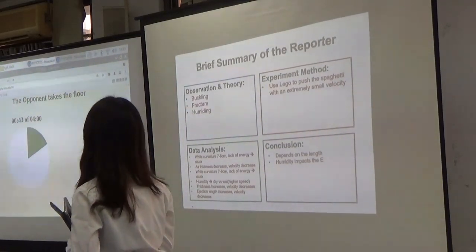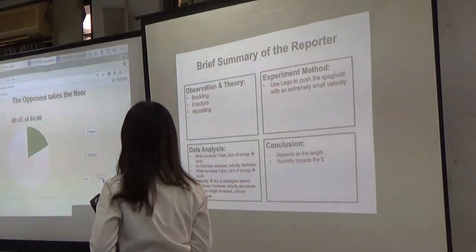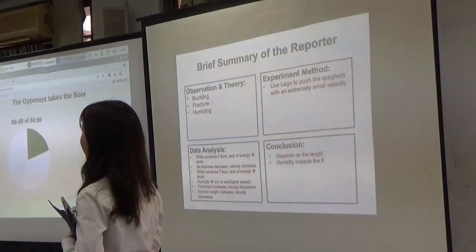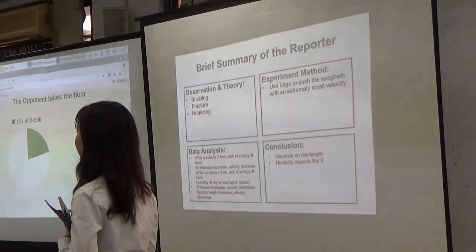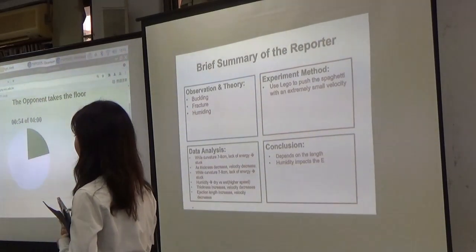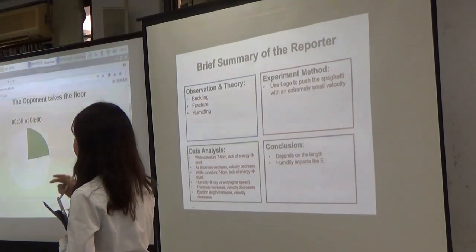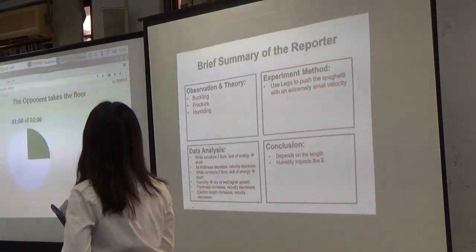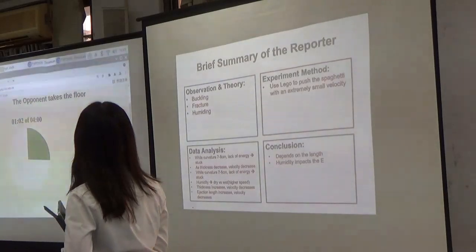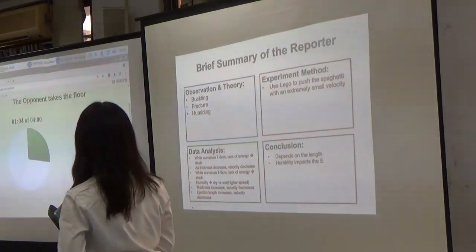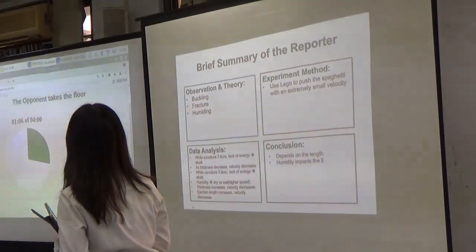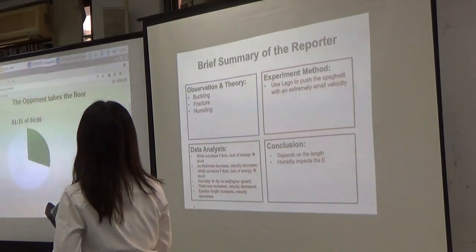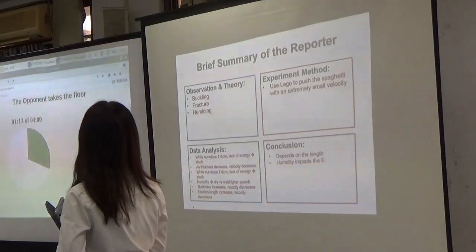And with 6 experiments set up. And for the data analysis, they have many results, but some of them are, like, as the curvature increases, the bridge length will increase, etc. And the conclusion is that the ejection speed depends on the natural length of the spaghetti and its humidity.